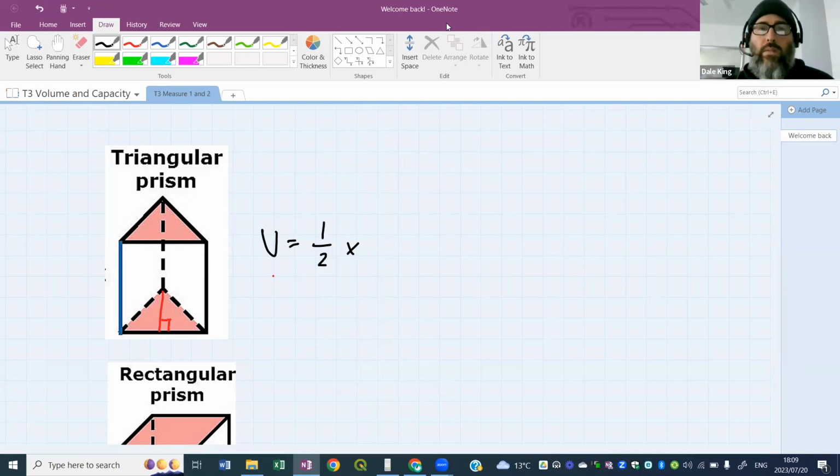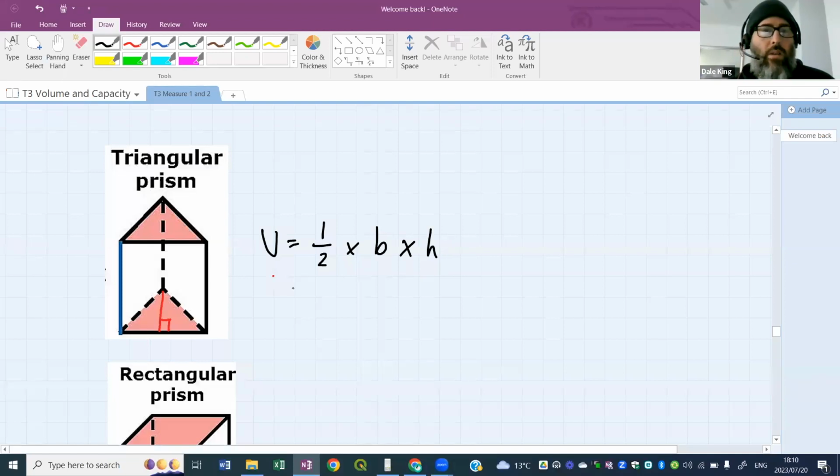Giso? Hey, Giso, how are you? Good. Tell me, what do I need? I think it's 1/2 times base times height. All right, I'll say B for base, and times H for height.